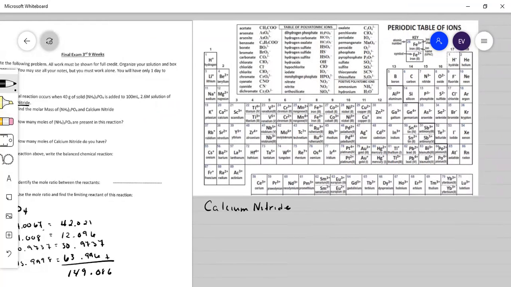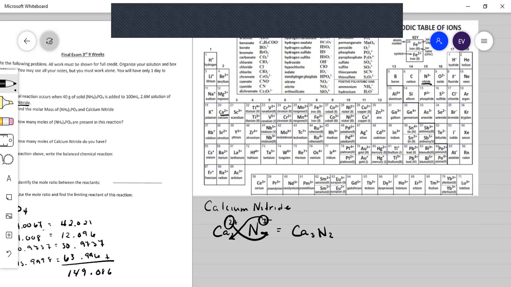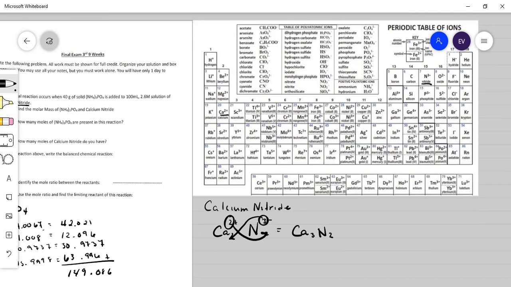Calcium has a chemical symbol of Ca, and that carries a +2 charge. Then I've got to find nitride. Nitride is right here. That has the chemical symbol of N, and that has a -3 charge. To make a compound, this charge becomes the subscript here, and this one becomes the subscript here, and I get a chemical compound that looks like this. When I give you the name of a chemical compound, you use this table to figure out what the charges are, and then you balance out the elements.